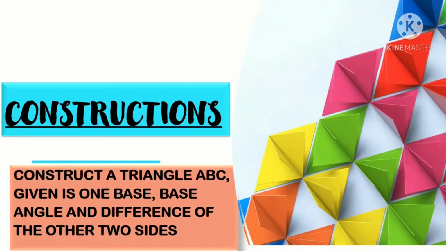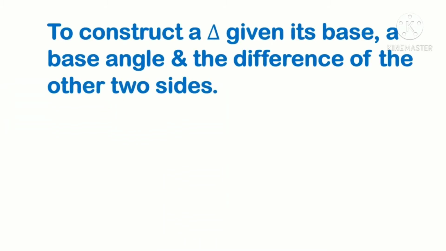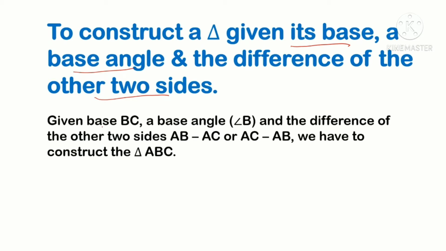Hello my dear children. Today in this video we are going to learn how to construct a triangle given its base, a base angle and the difference of the other two sides. So let's say we are having base BC, a base angle B and the difference of the other two sides in the form of AB minus AC, either AB minus AC or AC minus AB. And we need to construct the triangle ABC.